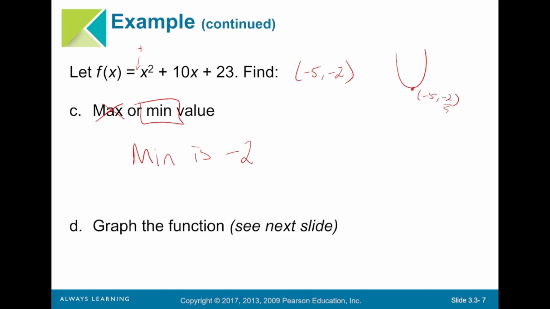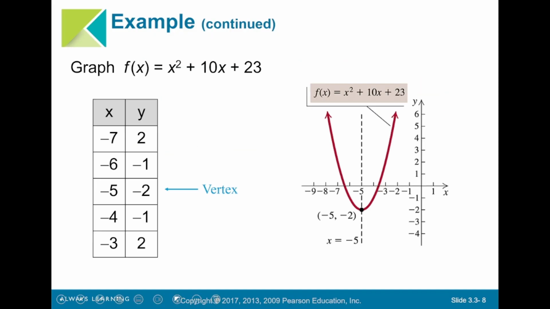vertex. So now we're going to see this actually graphed and verify everything we found so far. So notice our vertex, when we graph this function, is (-5, -2), great. Axis of symmetry is negative 5, and the lowest value that this function hits is negative 2. That's our minimum. You can also see that coming out of the table here. There's our minimum y value.